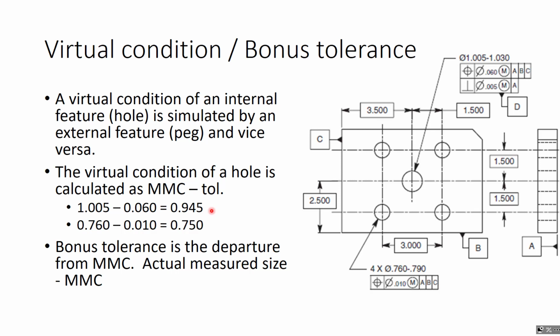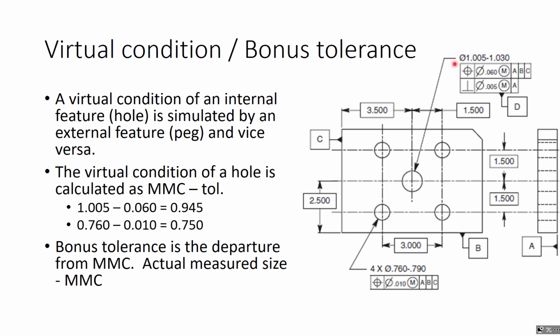So we also have down here a hole, right? We've got 0.760 to 0.790. The max material condition is the smaller value. We subtract the geometric tolerance, and we're left with 0.750 is the peg that could always fit through that hole.